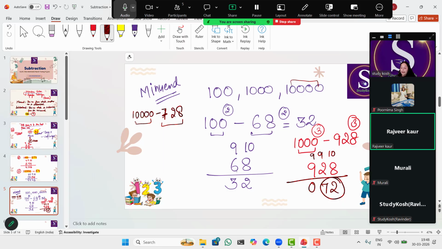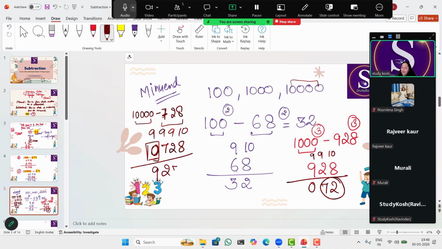We need to attach zero when the number of zeros is more than the number of digits we have in our subtracted number. Okay, ma'am. If the digits are not the same, that is, the digits are fewer than the zeros, then you have to attach zeros when we are subtracting.